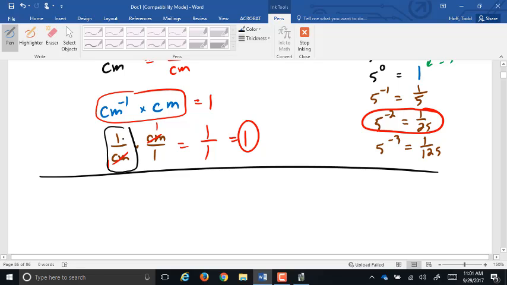Centimeters to the negative 1 is just 1 over centimeters. It's still positive. This is not a negative 1/5, it's still a positive 1/5, even though it's 5 to the negative 1. The way to think about it is the negative power means you're dividing by it instead of multiplying by it.